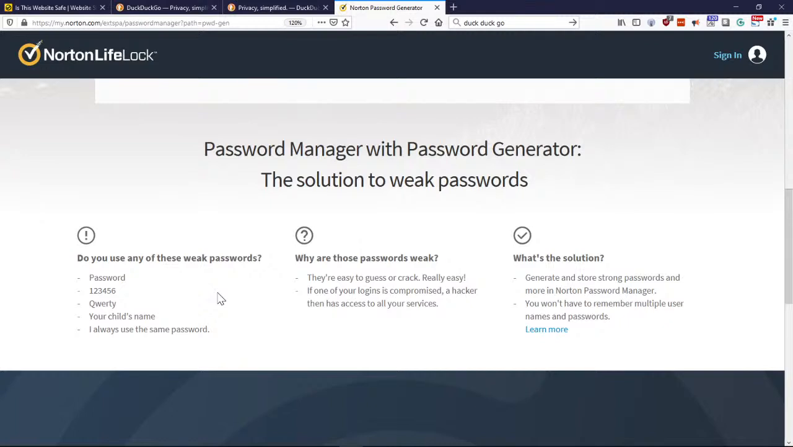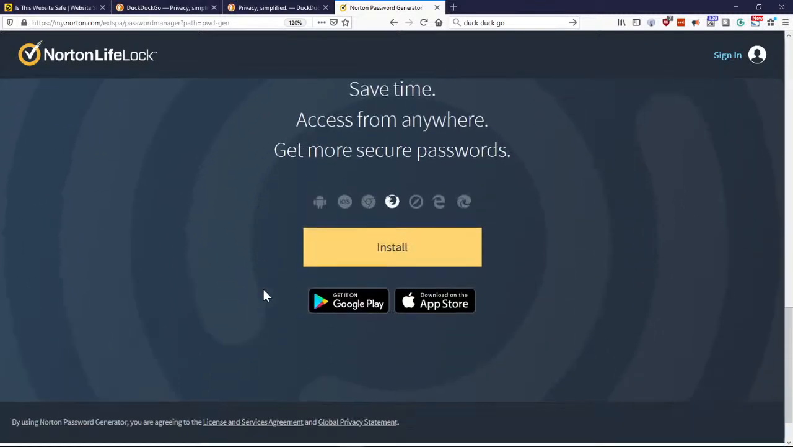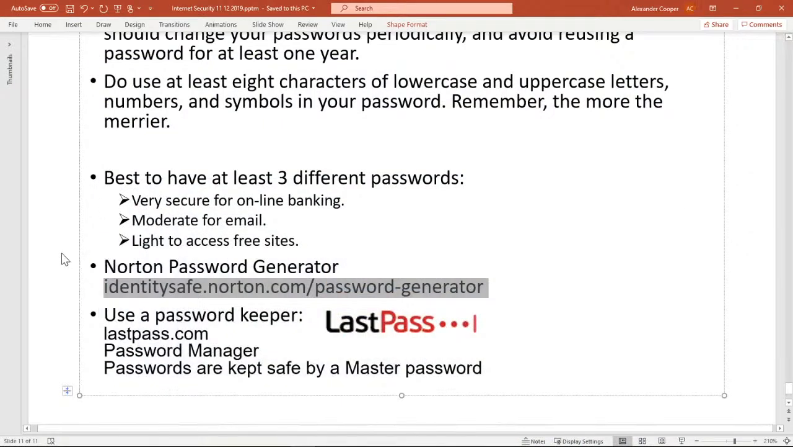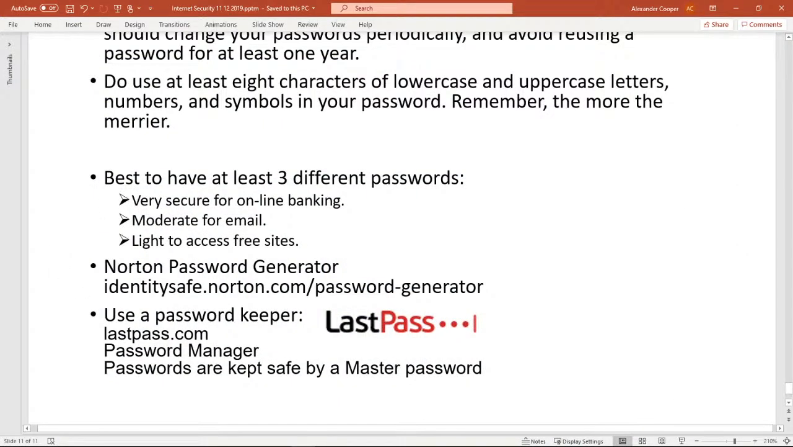What's the solution? Maybe generate it. You won't have to remember if you use a login software, and they want you to use the Norton. There's also LastPass as a good password manager. The big thing with this is you could have all your accounts having different passwords, and then you have a master password just for you. You don't actually put it on any websites, just for you to allow it to automatically log you in.